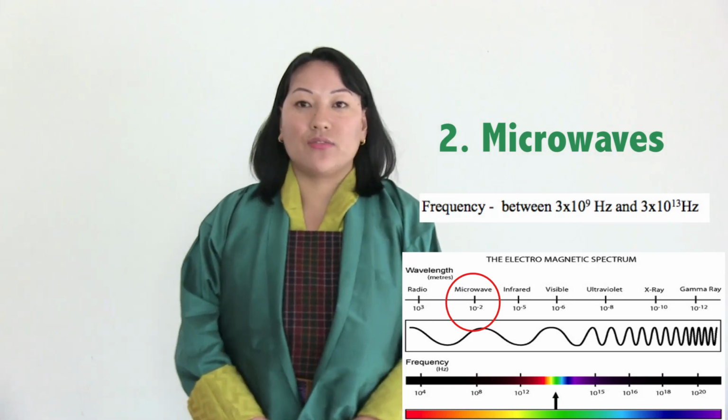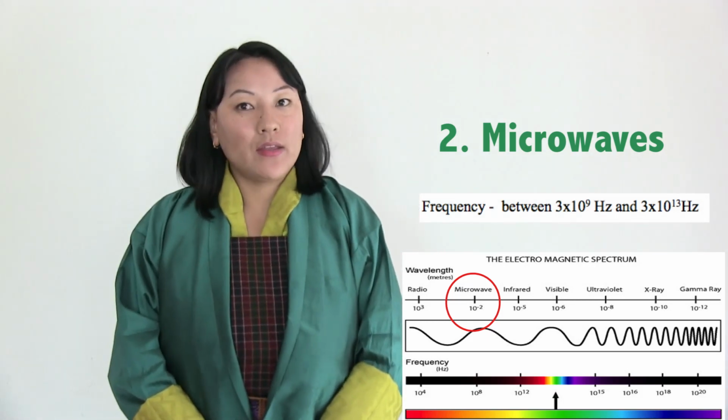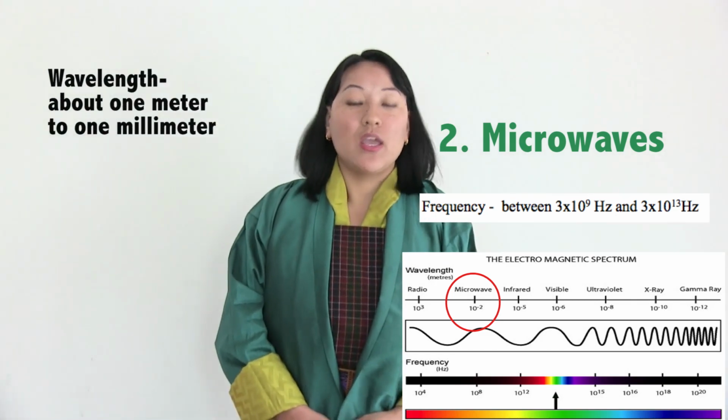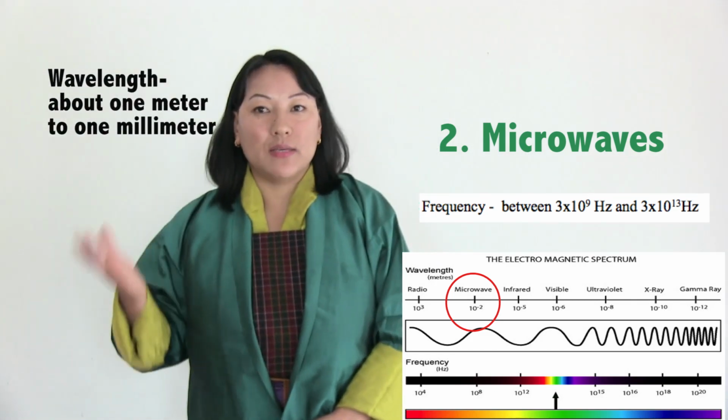The next wave we have is the microwave, with the frequency 3 into 10 raised to 9 Hz to 3 into 10 raised to 13 Hz. And its wavelength is between 1 meter to 1 millimeter. Microwave is used in heating and cooking foods using microwave ovens. It is also used in satellite communication, and it's also used in Wi-Fi, mobile and other Android phones to transfer data like videos and photos.